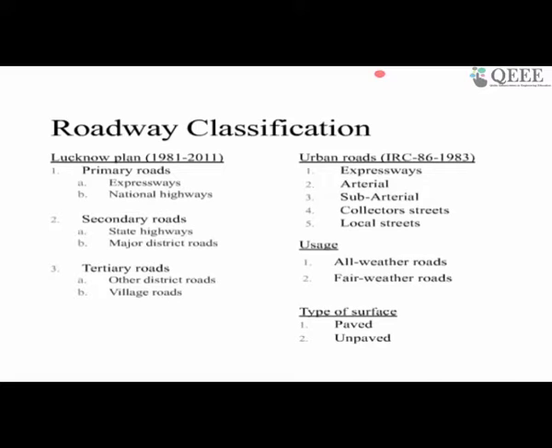So in the Lucknow plan, which is in 1981, basically they came up with a 3-stage classification, and this is what we are talking about, the rural highways. We'll come to the urban highways and our urban roads next. So the rural roads are further classified as primary roads, secondary roads and tertiary roads. Within primary roads there are two classifications, expressways and national highways. Then come the secondary roads, which are state highways and major district roads. The tertiary roads are the other district roads and village roads.